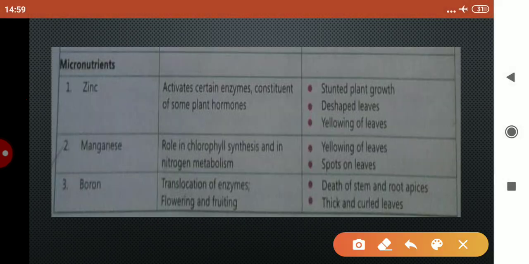Now children, let us discuss three micronutrients here, their role and their deficiency symptoms. Now zinc activates certain enzymes and is a constituent of some plant hormones, meaning they are responsible for activating a few enzymes, and they are also present in a few plant hormones. Their deficiency causes stunted plant growth, D-shaped leaves and yellowing of leaves.